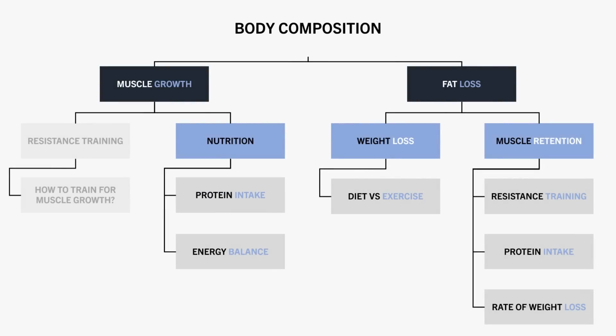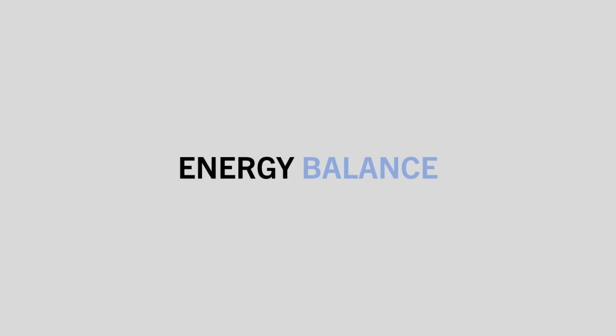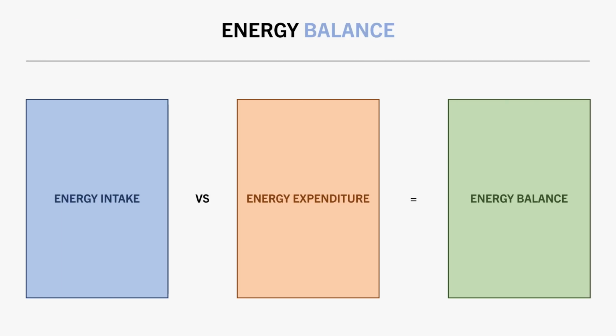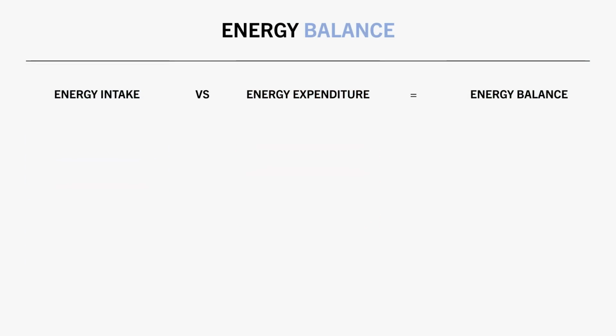And the other primary nutrition variable that seems to influence muscle growth is energy balance. In other words, the net total calorie balance when subtracting energy expenditure from energy intake. There are 3 general energy balance states that we can be in at any given time.